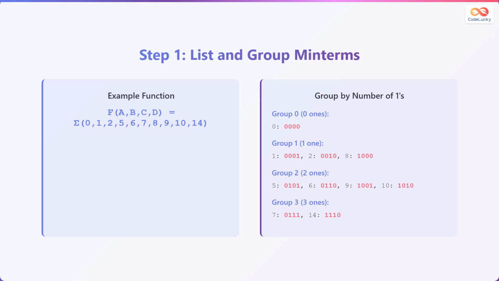Group 1 has 1 one and contains the minterms 1, 2, and 8, represented as 0001, 0010, and 1000 respectively. Group 2 has 2 ones and contains the minterms 5, 6, 9, and 10, represented as 0101, 0110, 1001, and 1010 respectively. Group 3 has 3 ones and contains the minterms 7 and 14, represented as 0111 and 1110 respectively.